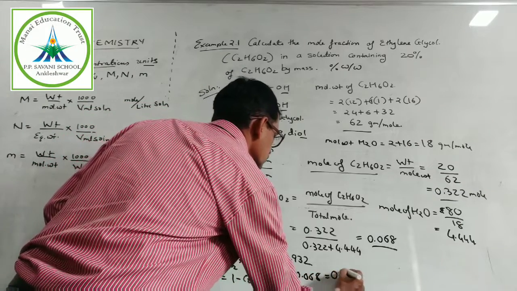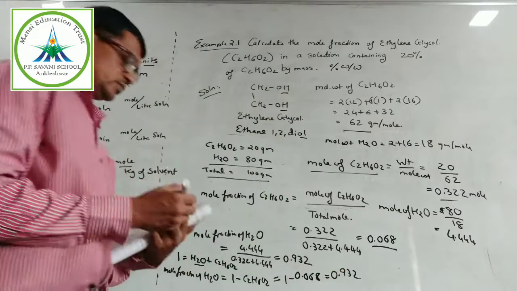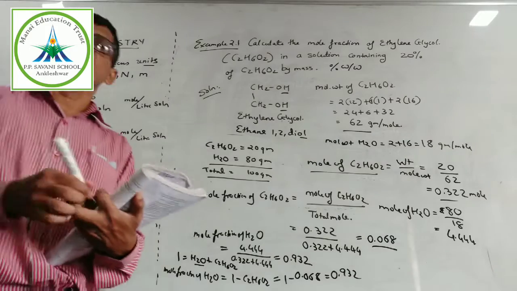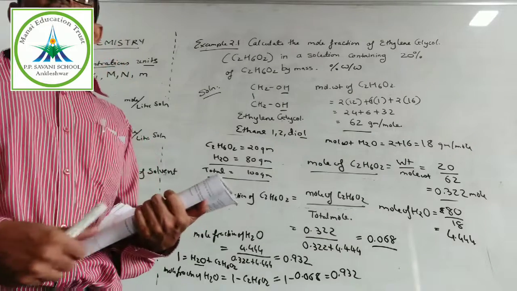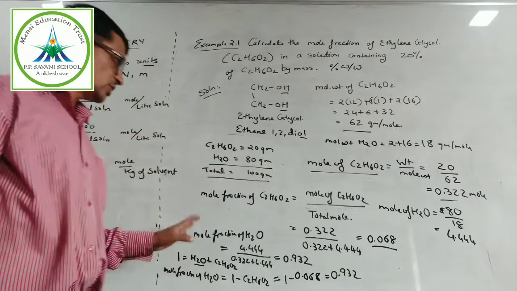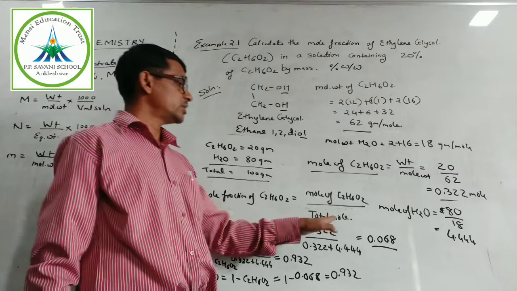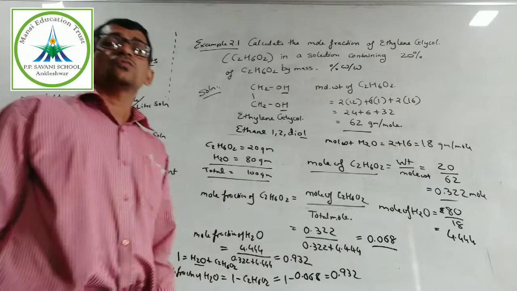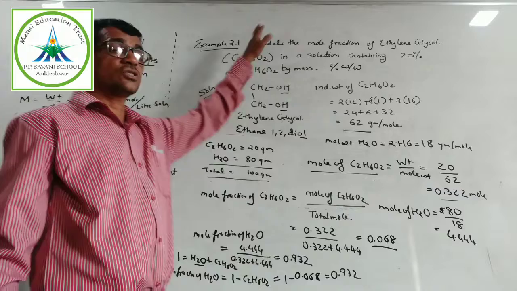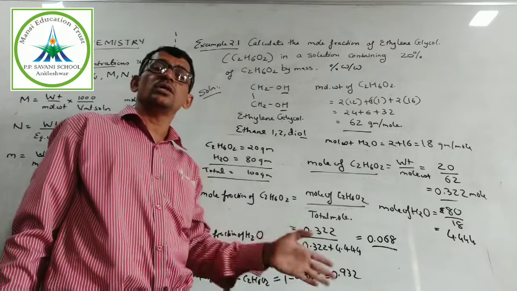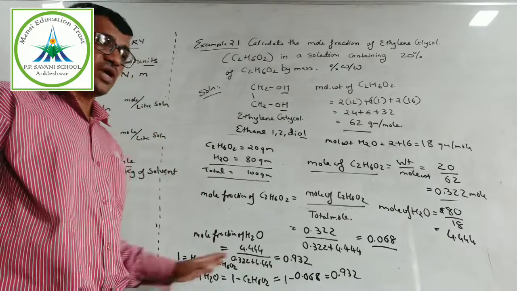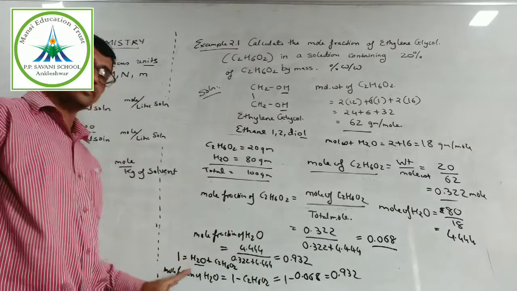So the answer is coming 0.932. So in both ways you can find the mole fraction of water. Here there are only two components. If there are 3 components, you have to take all 3 components in the total moles. So from this we can find the mole fraction of any component, and if you add the mole fractions, the answer is coming 1.